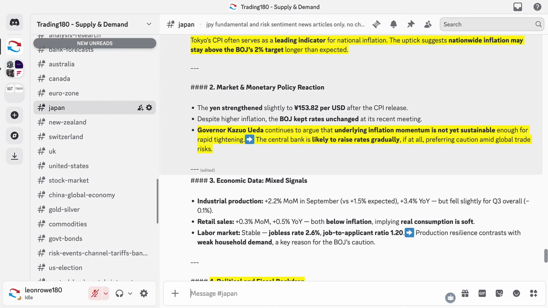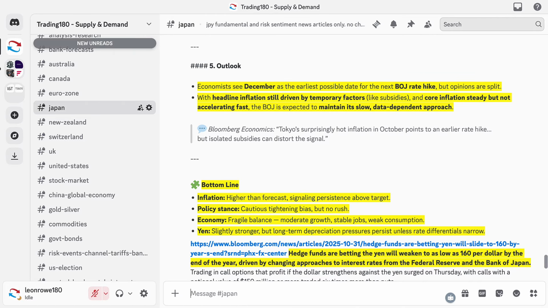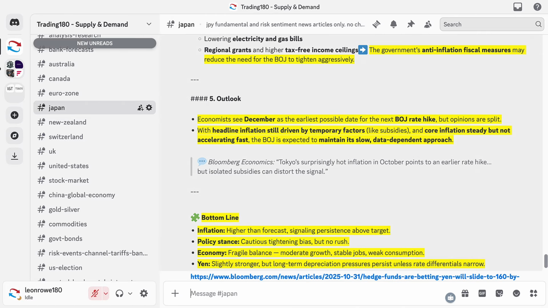And Governor Ueda continues to argue that underlying inflation momentum is not yet sustainable enough for rapid tightening. The central bank is likely to raise rates gradually, if at all, preferring caution amid global trade risks. And it says the bottom line here is that higher than forecast inflation is signaling persistence above target. Policy stance: cautious, tightening bias, but no rush.